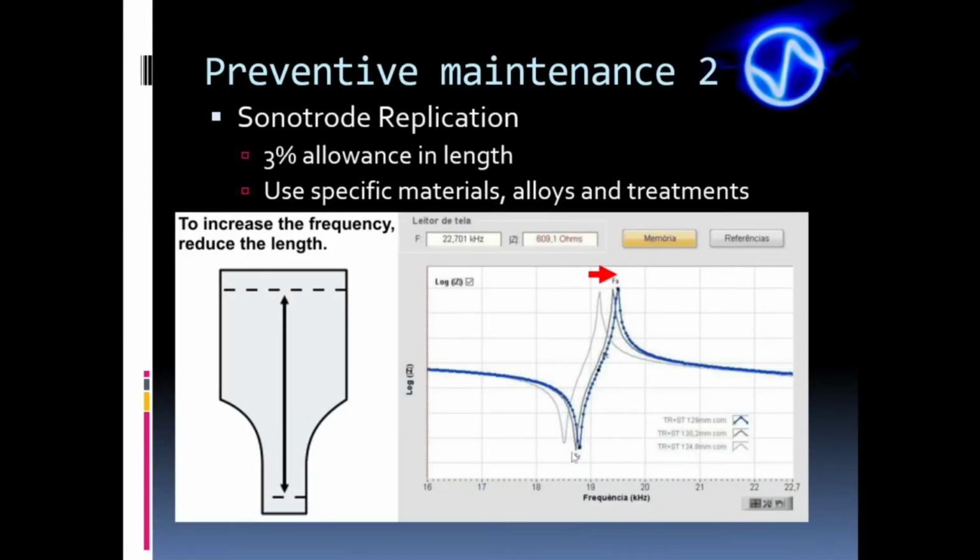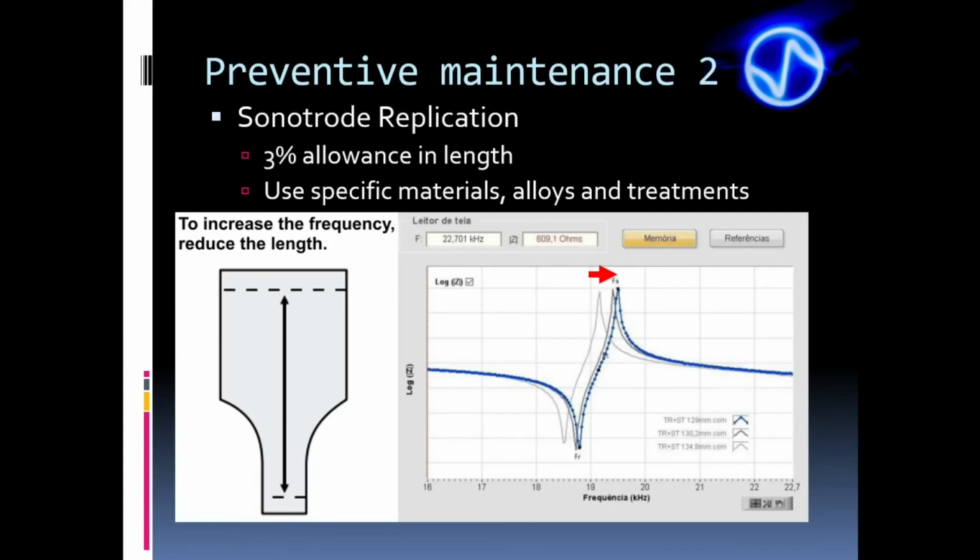Here we can see the tuning process of a horn in progress. The horn was manufactured a little longer than the reference or project. Then it was tuned by shortening it up to reach the nominal frequency. Each curve in the graph belongs to the same sonotrode, but with shorter and shorter lengths.